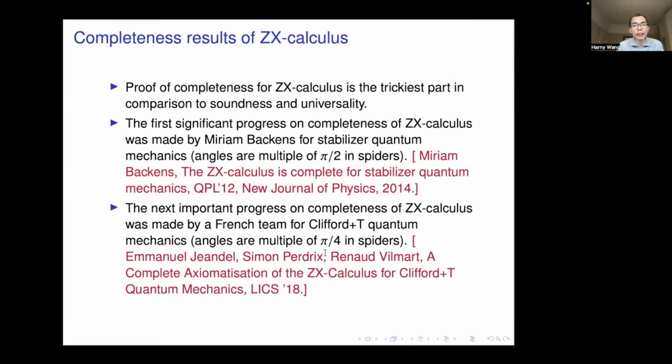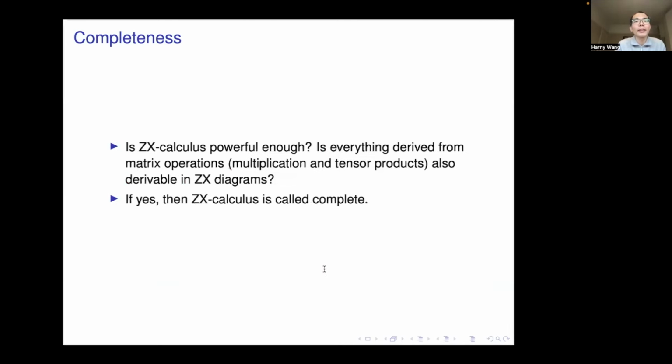And then how about the Clifford plus T? That means the angles in the spider are multiples of pi by 4. And then the French team from France proved in 2018 that it is also complete for Clifford plus T.